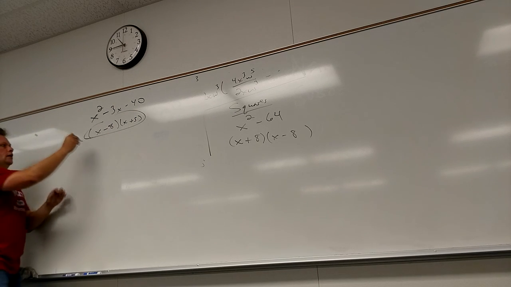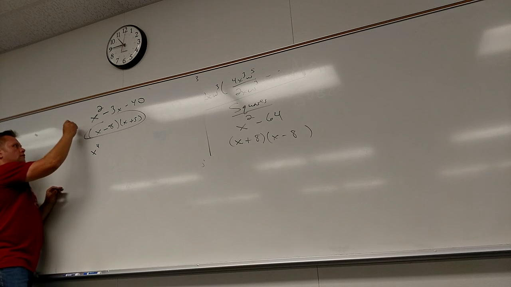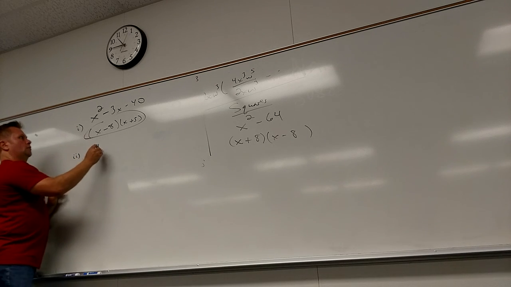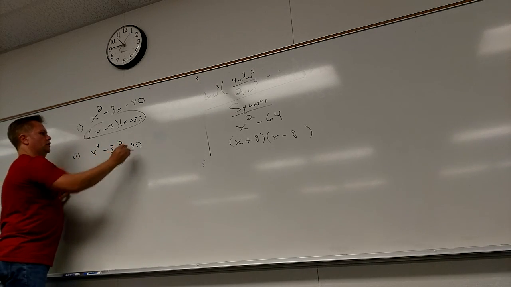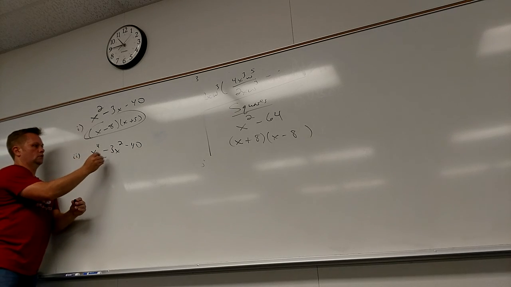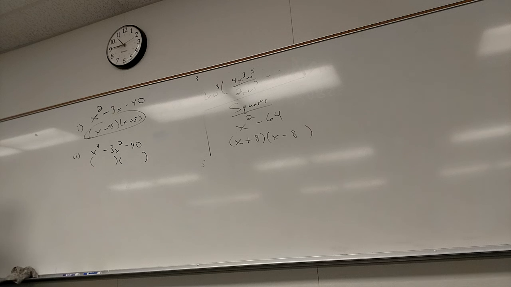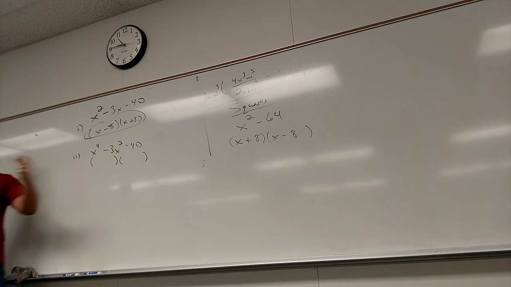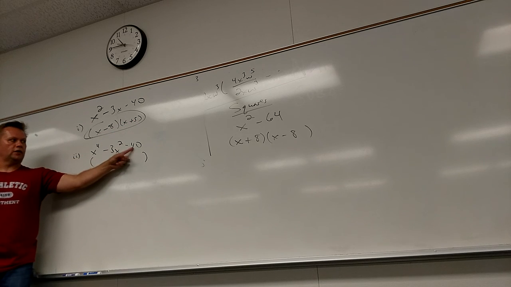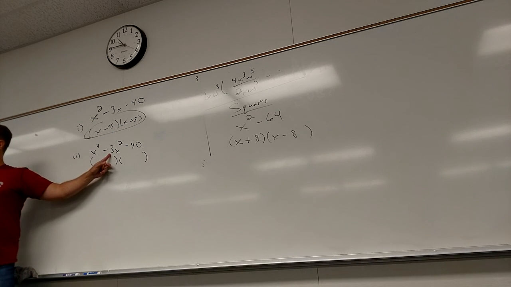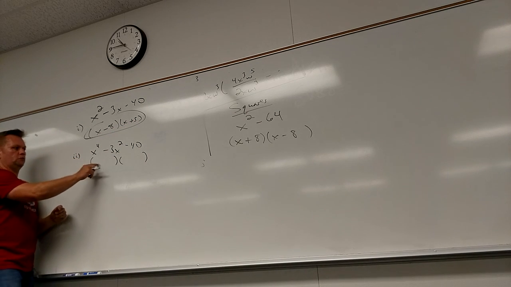Okay. So if it was x to the fourth minus 3x squared minus 40, the only difference, see, the numbers don't care. Do you understand what I'm saying? Numbers don't care. It's still going to be negative 8 and 5 that make 40 and make negative 3, right? Well, what's going to change? X to the fourth would be.